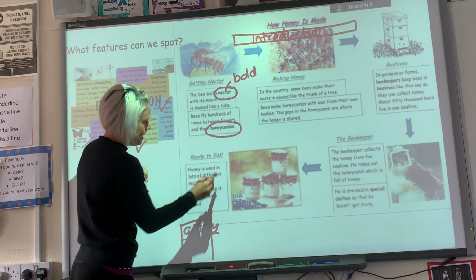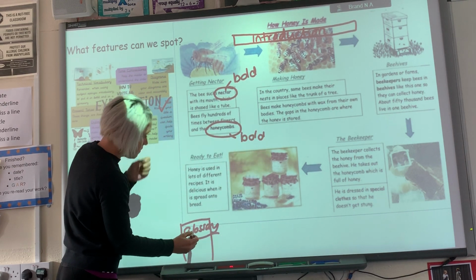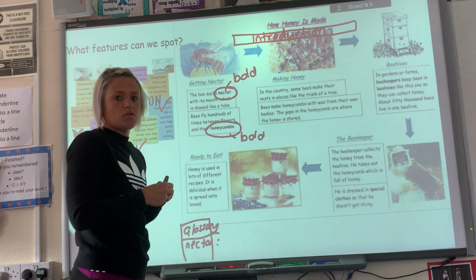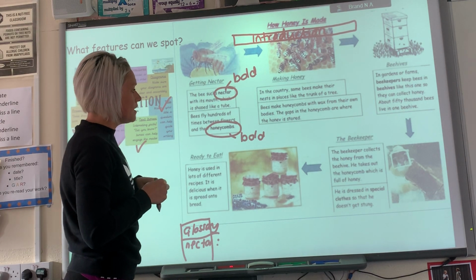So that's what you might like to do. Put those keywords in bold, and then in your glossary you would write nectar and then give a description of what nectar actually means. Are there time connectives?